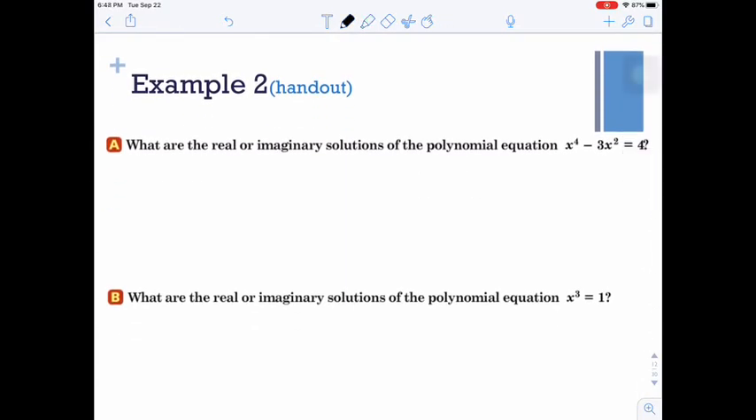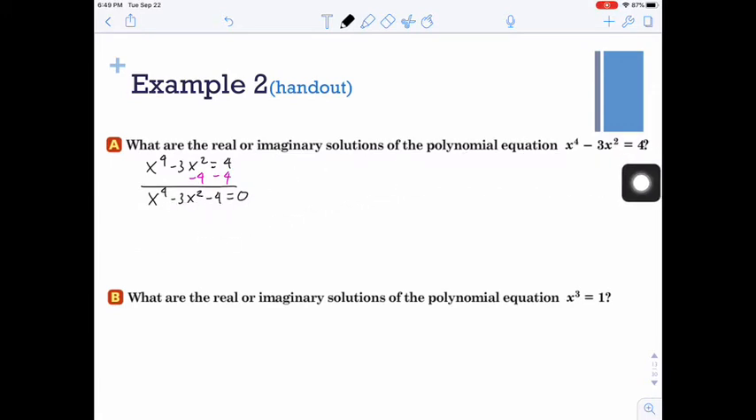So now on example 2, we have two parts. Part A says, what are the real or imaginary solutions of the polynomial equation x to the fourth minus 3x squared equals 4? So I'm going to take the x to the fourth minus 3x squared equals 4, and we want to move that 4 over. Now notice this almost looks like a quadratic equation. We have x to the fourth minus 3x squared minus 4, except usually this is squared, this is just x, and this is still a constant.